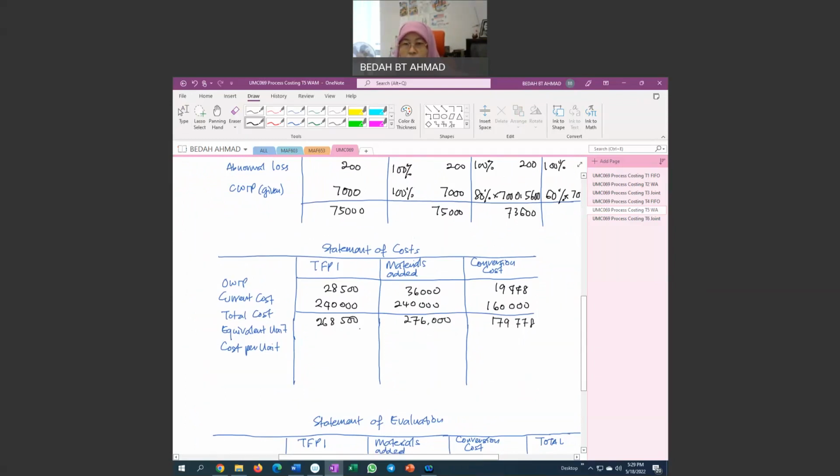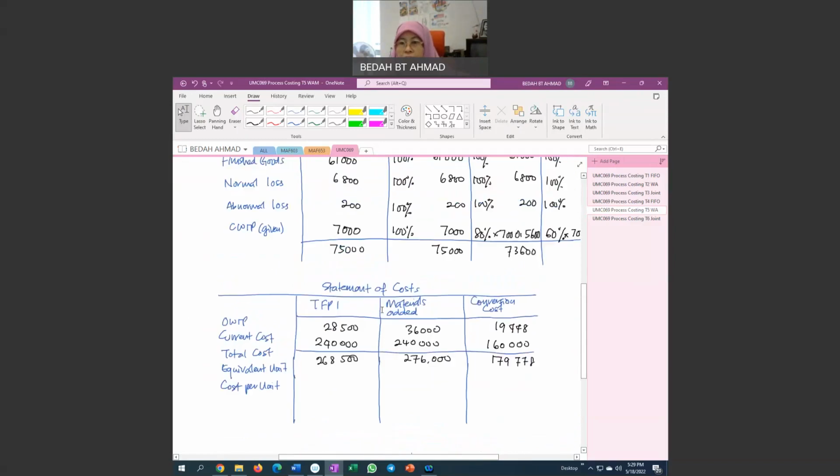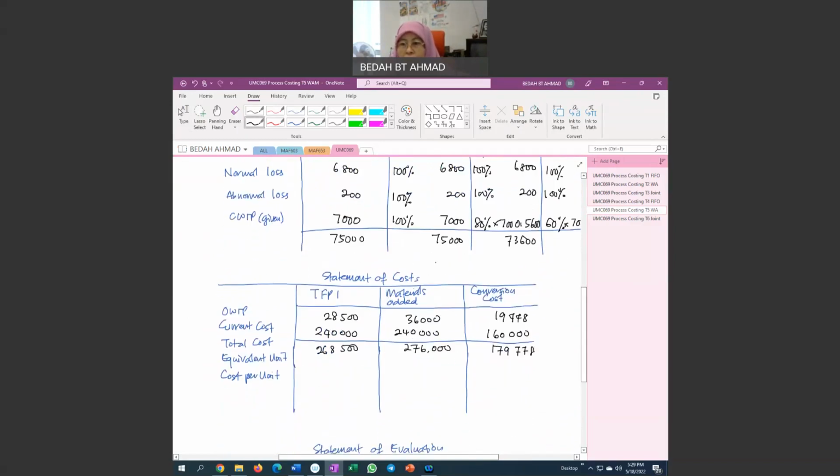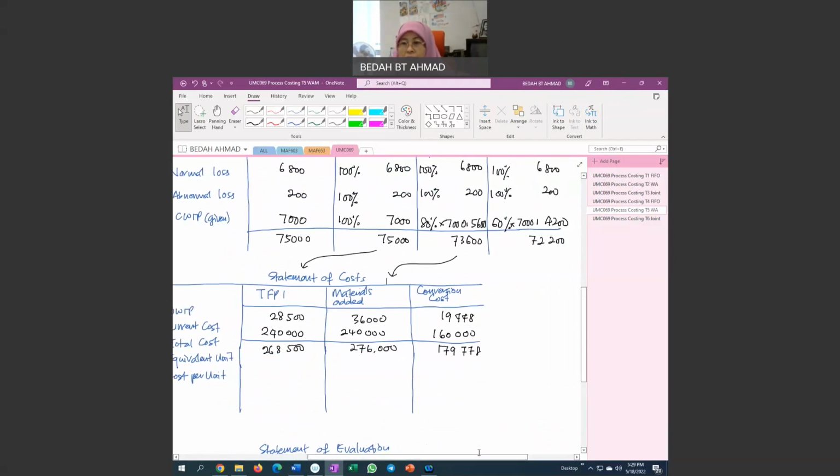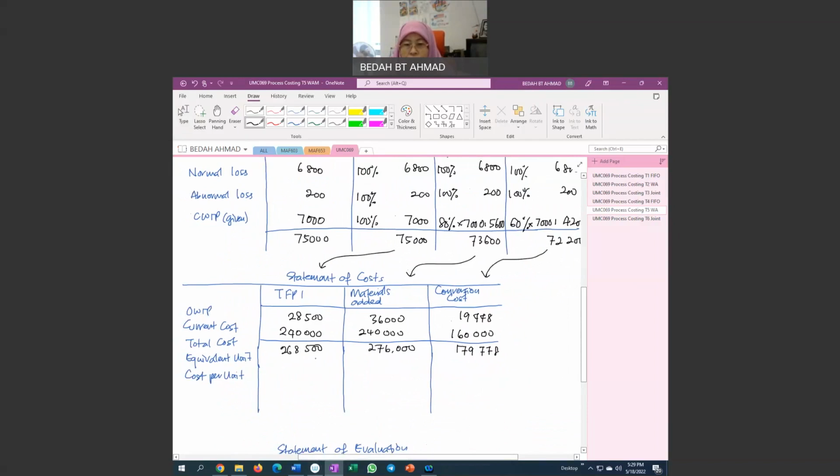179,778. Okay, equivalent units. So for the transfer from process 1, go to this one and this one, materials added, and the other one, 72,200. So we transfer to this column. Okay, equivalent unit is 75,000. And here is 73,600. And here is 72,200. So the cost per unit, you divide the total cost by the equivalent units, that gives you 3.58.